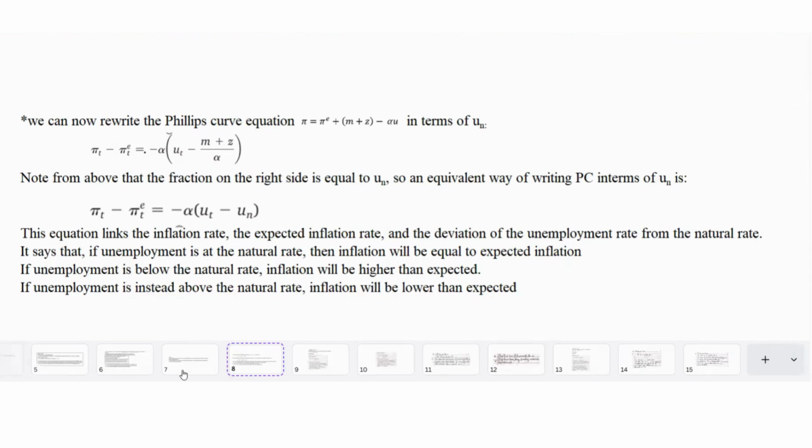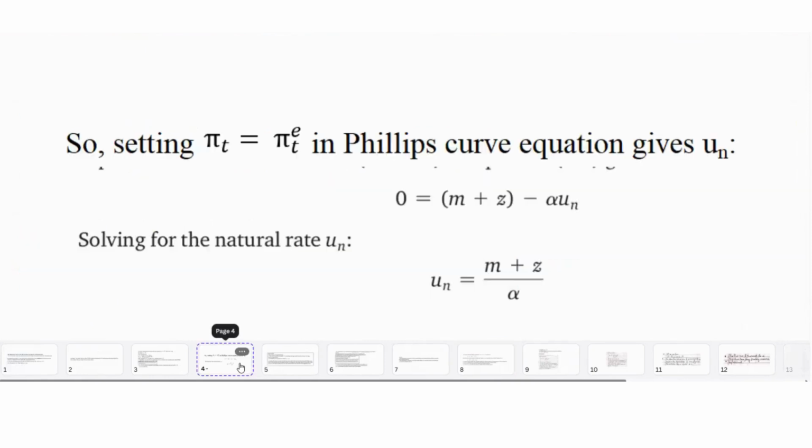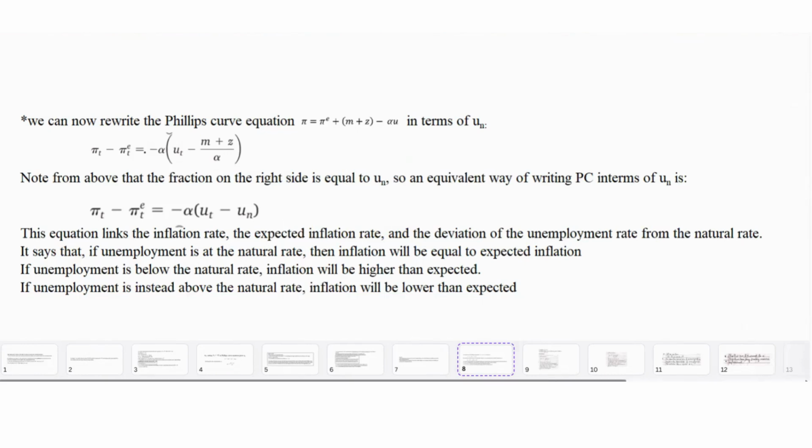This fraction, (m + z) by alpha, is equal to un that we found from the Phillips curve equation. Right over here, (m + z) by alpha, so this fraction is just un. So an equivalent way of writing our Phillips curve in terms of un is this: pi t minus pi t expected is minus alpha times ut minus un. This links the inflation rate, the expected inflation rate, and the deviation of the unemployment rate from the natural rate.